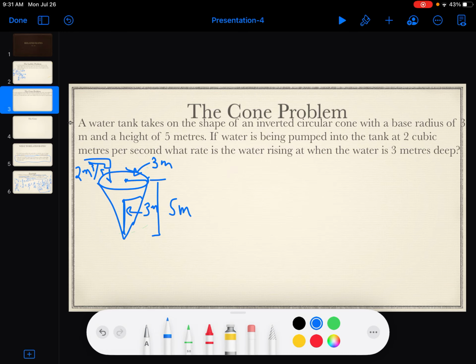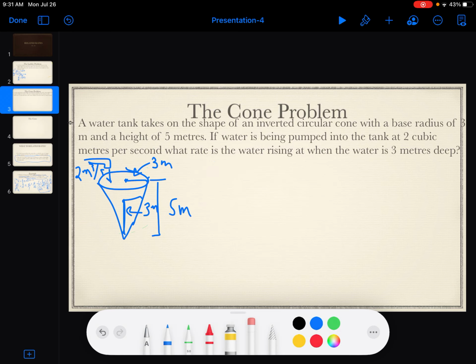Now, in every related rates problem, we need to relate one of the rates to the one we're interested in. Currently, we know how fast the volume is changing, and we want to relate that to how fast the height is changing, and we need a relationship to do so. So what is a great relationship that relates volume and height? Well, obviously, the volume of a cone. The equation for the volume of a cone is a great place to start.